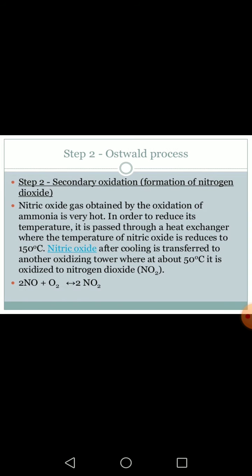Step 2, Ostwald process: secondary oxidation, formation of nitrogen dioxide. The nitric oxide gas obtained by the oxidation of ammonia is very hot. In order to reduce its temperature, it's passed through a heat exchanger where the temperature of nitric oxide is reduced to 150 degrees Celsius. Nitric oxide, after cooling, is transferred to another oxidizing tower where it's about 50 degrees Celsius. There its oxidation to nitrogen dioxide, NO2, takes place.